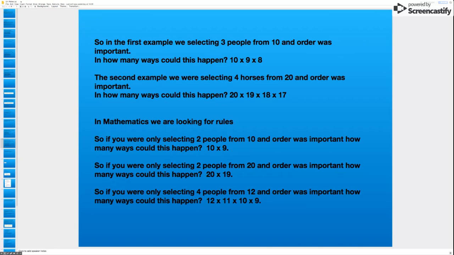So in the first example, we were picking 3 people from 10. Order was important, so it was 10 times 9 times 8. 4 horses out of 20 becomes 20 times 19 times 18 times 17. In mathematics, we are looking for rules. There's a nice simple pattern here. If we were selecting 2 people from 10, it would be 10 times 9. If we were selecting 2 people from 20, 20 times 19. If we were selecting 4 people from 12, 12 times 11 times 10 times 9. It's a nice simple pattern.